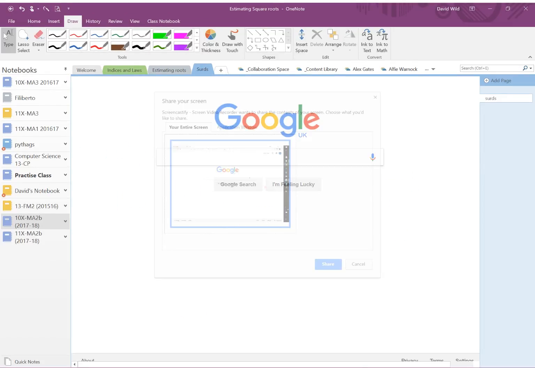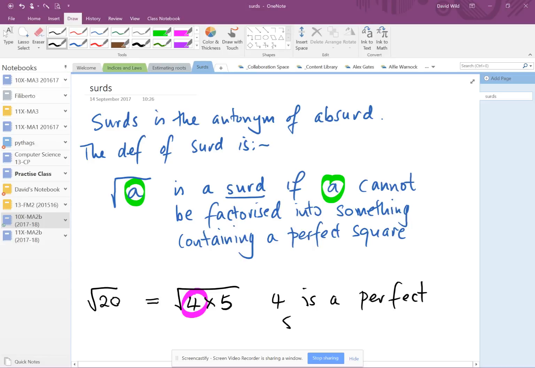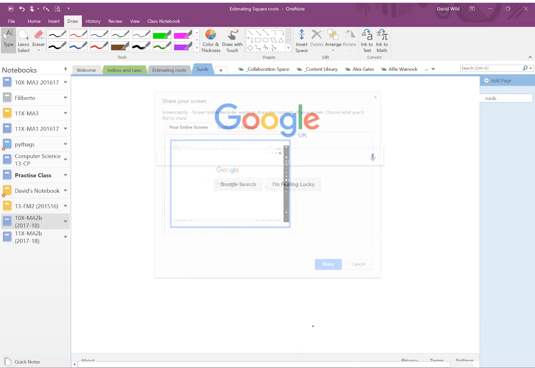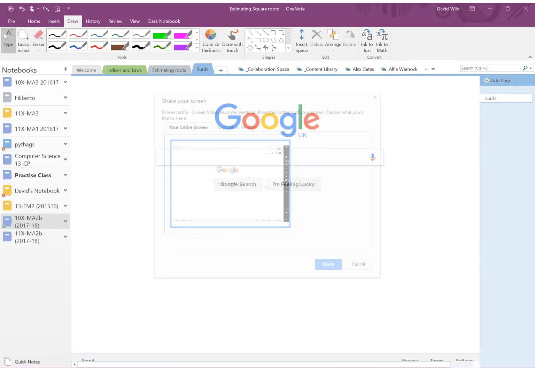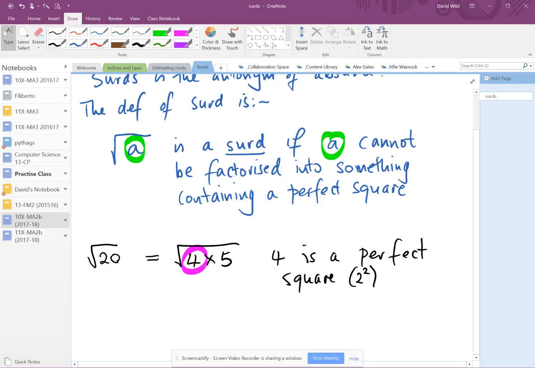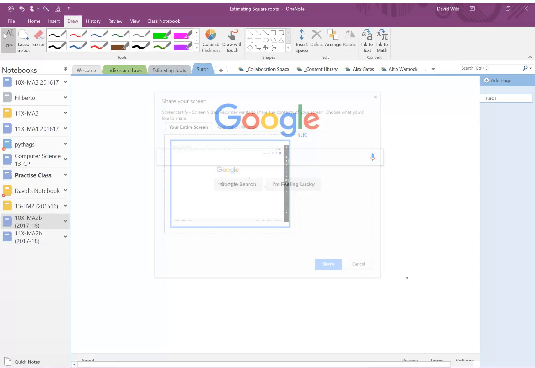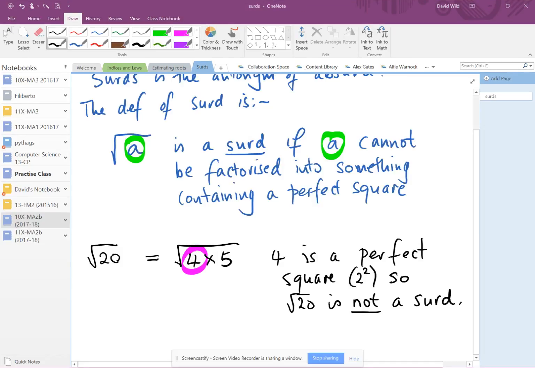Okay? So 4 is a perfect square because it's a square number, 2 squared. In other words, it is a square number. So root 20 is not a surd. Okay? Everyone clear with that?